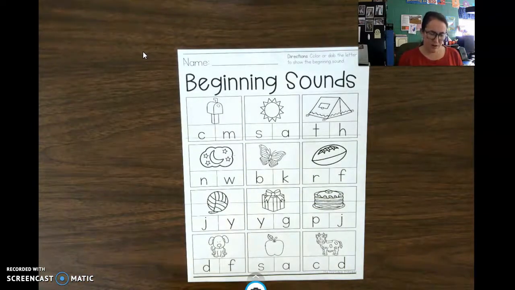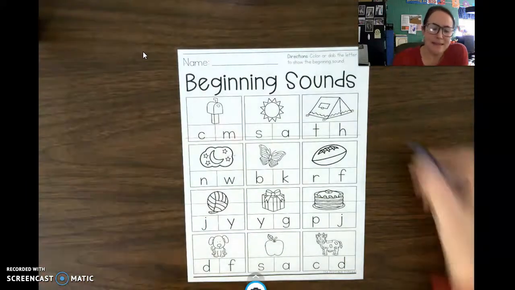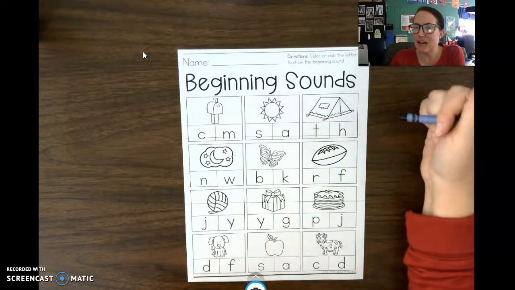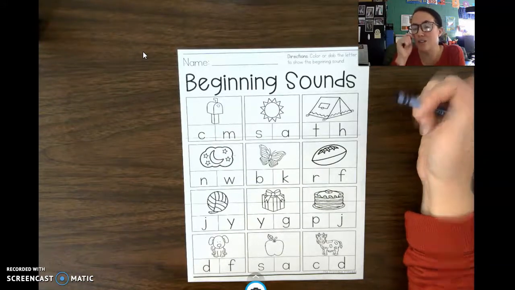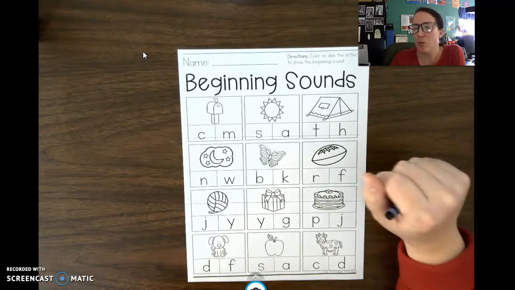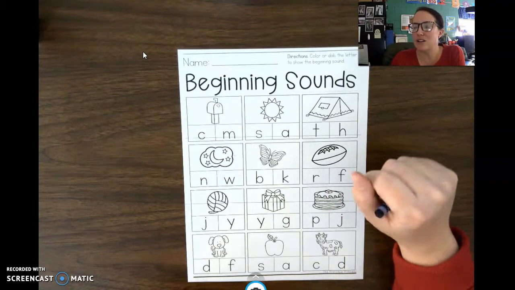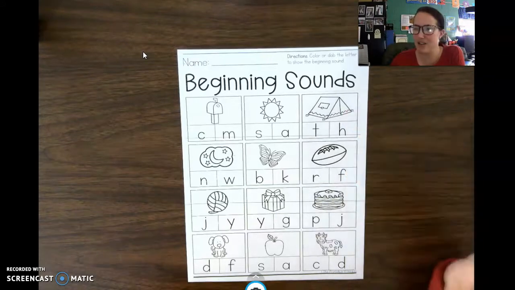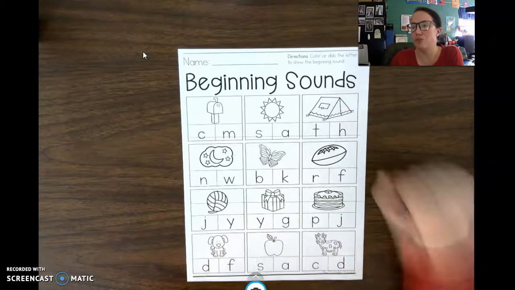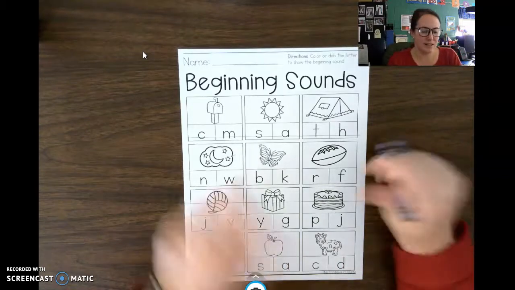I'm going to get a crayon out. Let's listen to the directions. It says color or dab the letter to show the beginning sound. So we're going to look at each picture and think about what letter sound we hear at the beginning of the word, and we're going to color the letter that matches it. Okay, we're going to do 2 rows together, and then you're going to do the bottom 2 rows on your own. So let's look at this first picture.